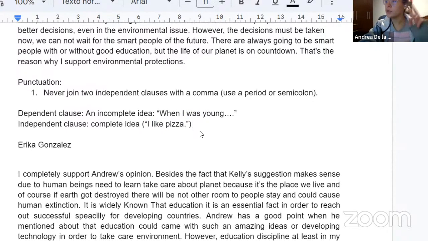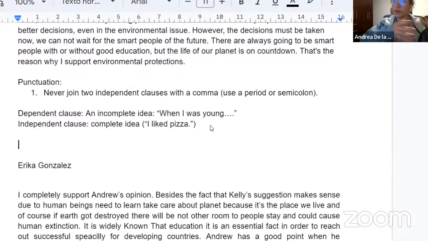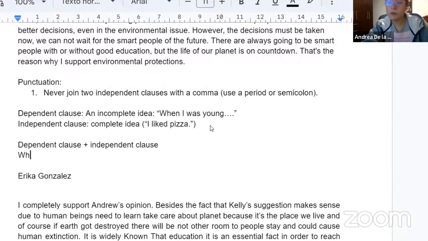So what happens if I want to join the two ideas? Okay, let's change this to I liked, all right? So what happens if I want to join a dependent plus an independent clause, or vice versa, right? If they go in that order, I can use a comma. I have to use a comma actually. I could say when I was young, comma, I liked pizza, right? So I am joining a dependent clause plus an independent clause with a comma. That is the punctuation mark that I gotta use.